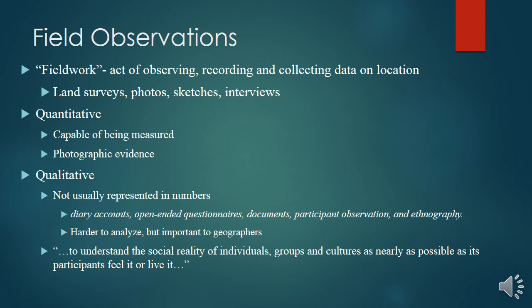But this can also take the form of data known as qualitative data. And this is information that's not as easily represented in numbers, right? These are things like you might find certain diary accounts of geographers, open-ended questionnaires, documents, participants, and their personal accounts from an area. So information that's a lot harder to analyze and represent visually, but is still really important to geographers to understanding what's going on in the areas that they're studying.